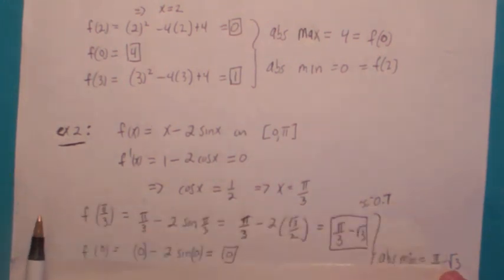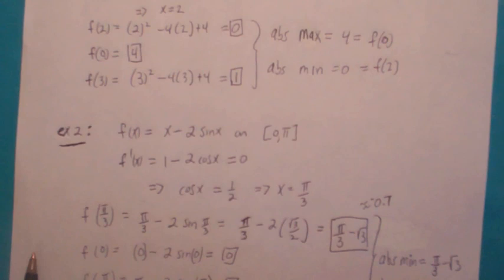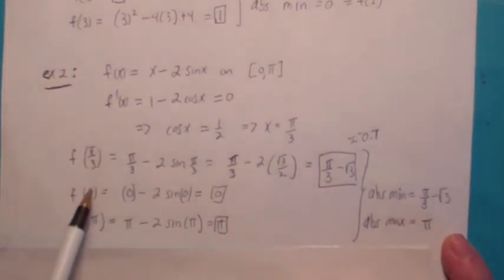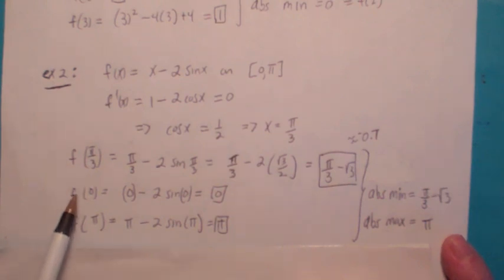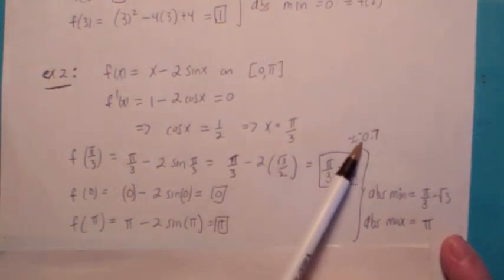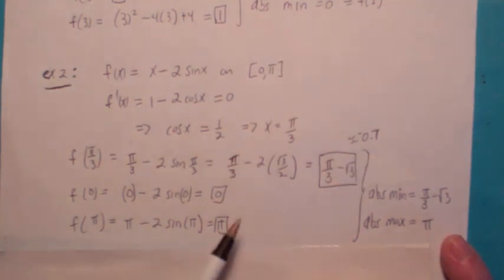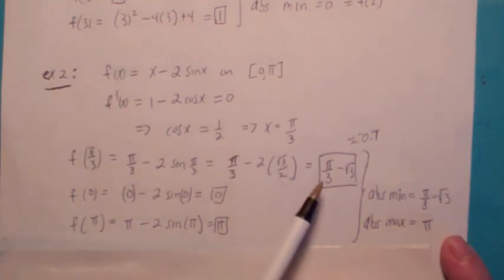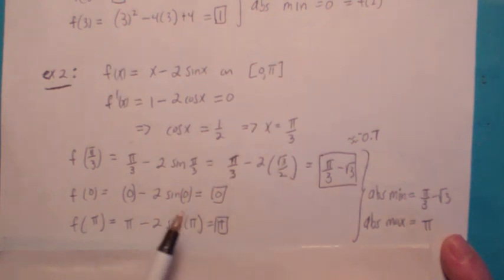Okay, so now all you have to do is find f of the critical number, f of the endpoints. When you simplify this, you end up getting pi over 3 minus radical 3, which is about -0.07. So the absolute minimum, again, is occurring at the critical number. The absolute minimum would be pi over 3 minus square root of 3, and the absolute maximum occurs at the right endpoint.